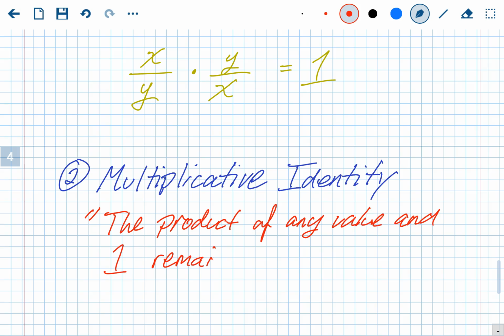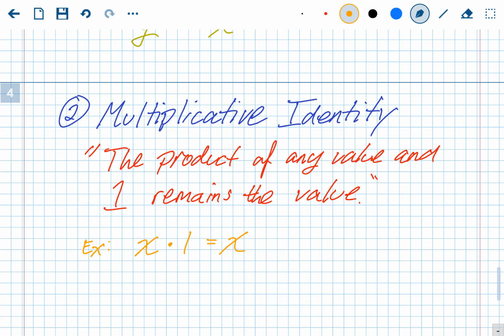And again, some obvious examples. x times 1 is x. 5 times 1 is 5. Again, just really obvious things.